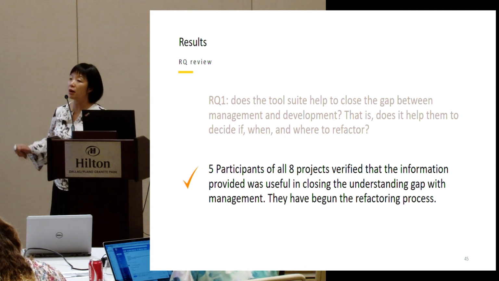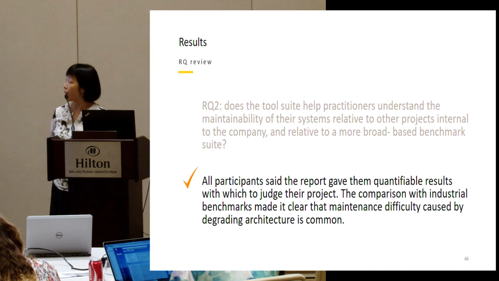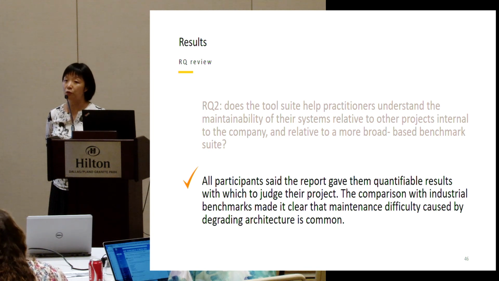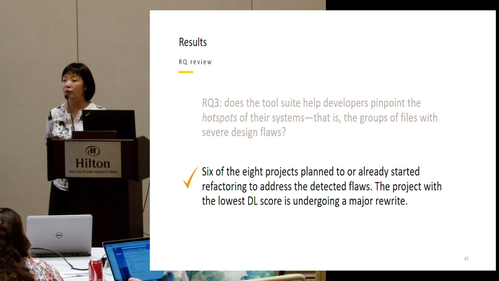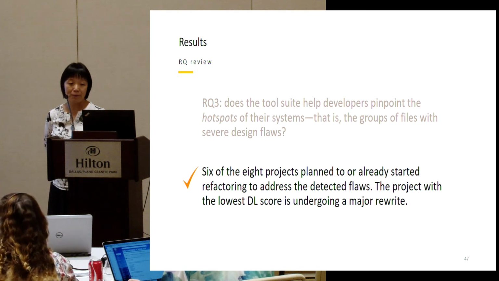The development team and the management team can talk to each other based on these numbers, and they already began the refactoring process. Second, they all like the quantifiable results. They need numbers, like Sebastian says, we need numbers. And these quantifiable results allow them to prioritize which flaw to fix first, for example. And finally, 6 out of the 8 projects already started refactoring. The other 2 have really high DL scores anyway. They feel good, and they are small.